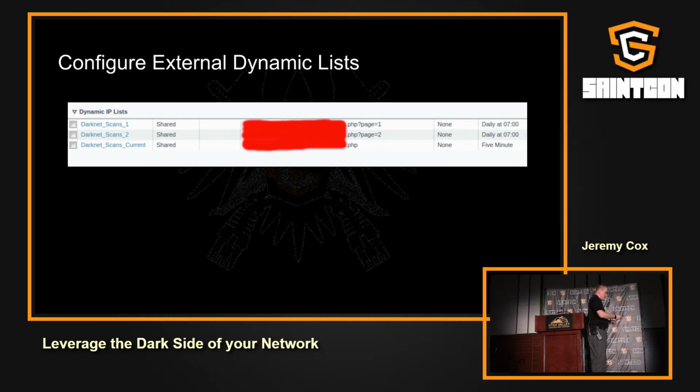But essentially what you do is you create 3 different dynamic lists. Darknet scans 1, 2, and Darknet scans current, and then you can do this as many as you like, and then you can basically put in the page numbers of which day you want to pull. Once you've created these dynamic lists, there may be some duplicates amongst those. I would assume there would be. That doesn't matter. The Palo Alto is fine with that. And the other thing you'll notice is that I pull previous days daily in the morning, but I pull the current one every 5 minutes. Okay? That way, if somebody scans my network, 5 minutes later, they're blocked for 72 hours. You're done. Okay? All right.